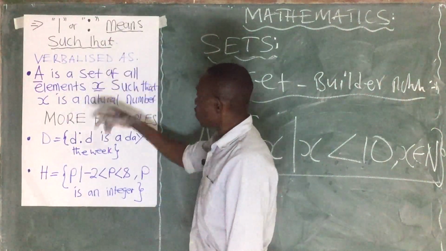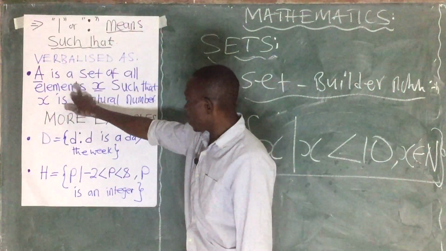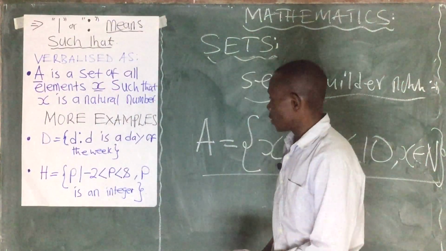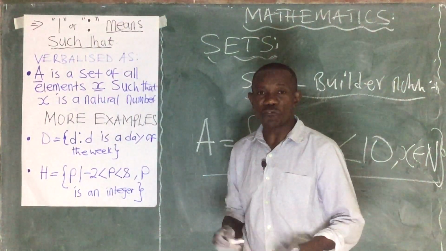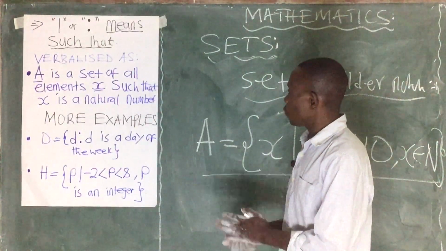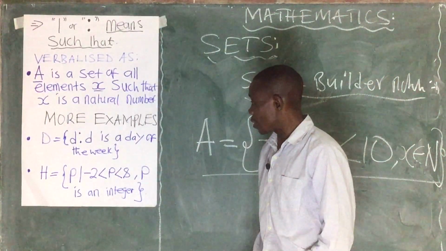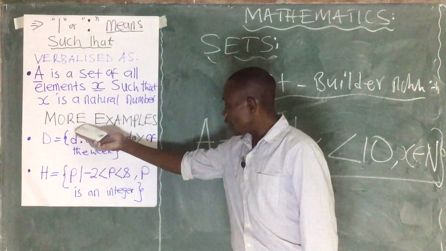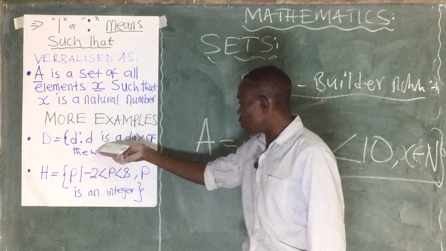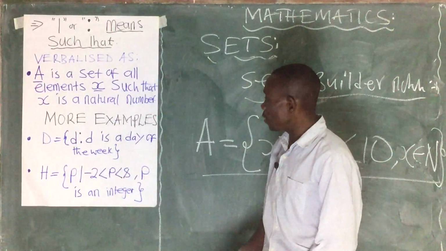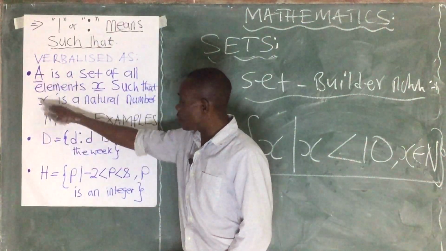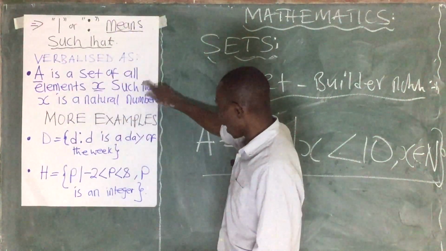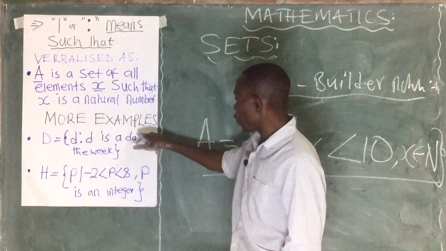So verbalizing this, we say A is a set of all elements X, such that X is a natural number. By that, I think now we can have lots of examples to define the same thing about the set builder notation. Say for example, here I have D is equal to D, there's a colon, and D is described in this way. We say D is a set of all elements D, such that D is a day of a week.